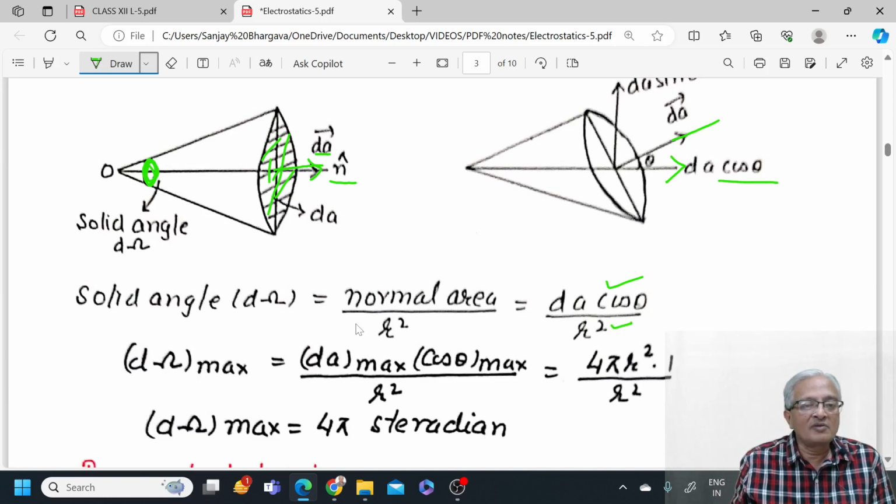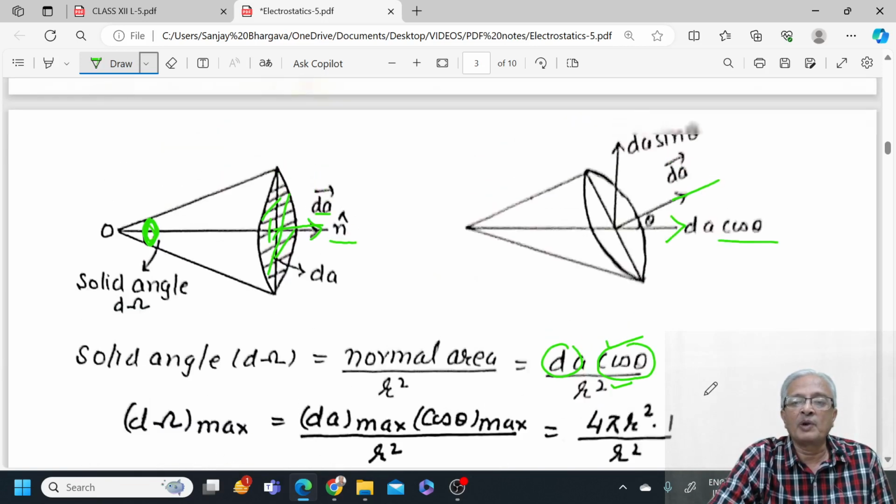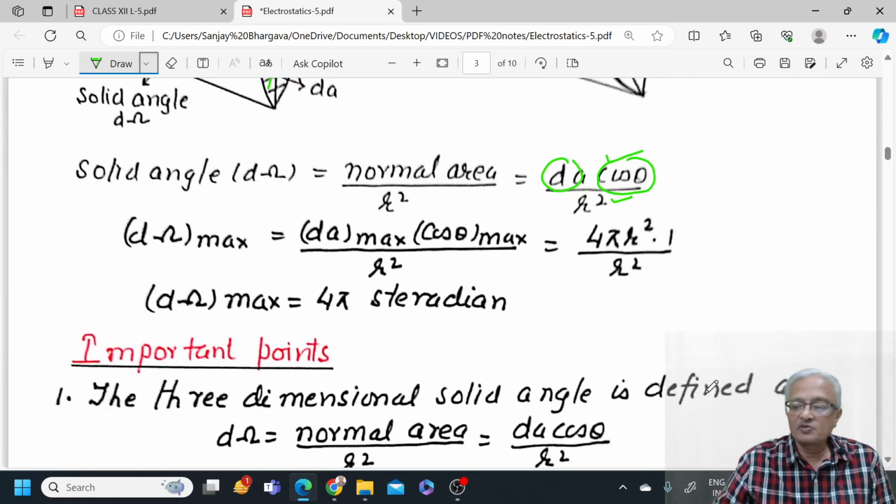What can be the maximum value of the solid angle? It would be defined by the maximum value of dA and maximum value of cos theta. Maximum value of cos theta is 1 and maximum dA is equal to the surface area of the sphere, and that would be 4 pi r square. That is why these r squares here would cancel each other. And finally we have the maximum value as 4 pi steradian. Now certain things need to be remembered by us.